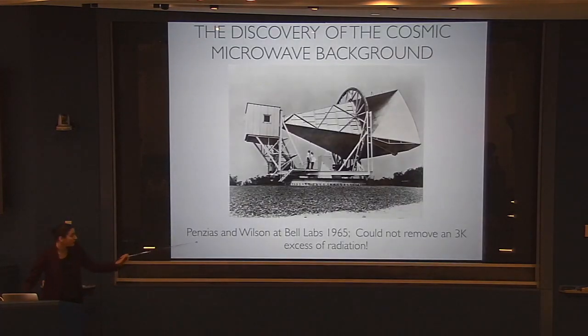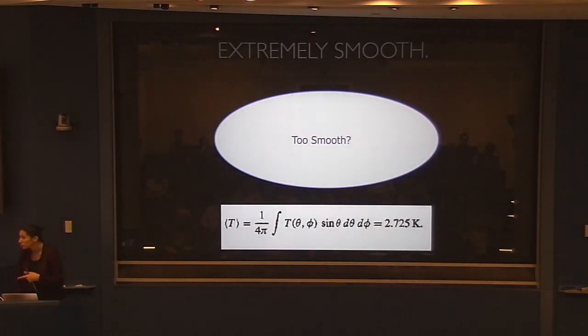And in a companion paper to Penzias and Wilson's paper by Dicke, they describe exactly how this radiation should look. Now, there were two things that they measured here. They measured a value for the temperature, and they measured that it was smooth.